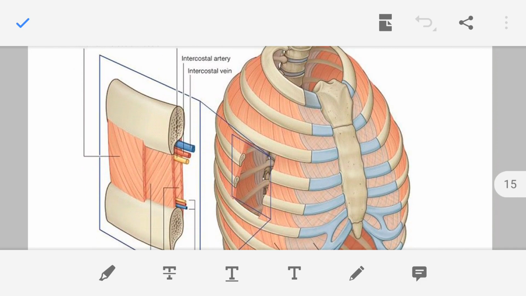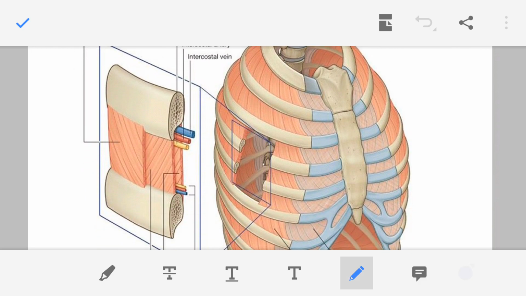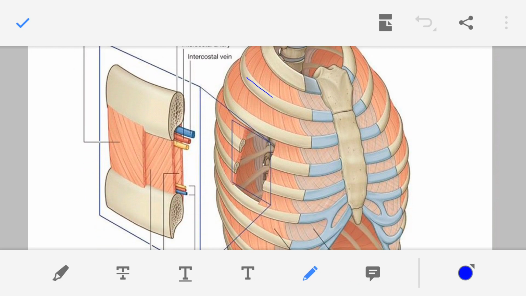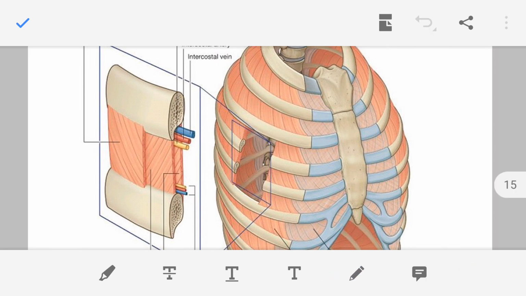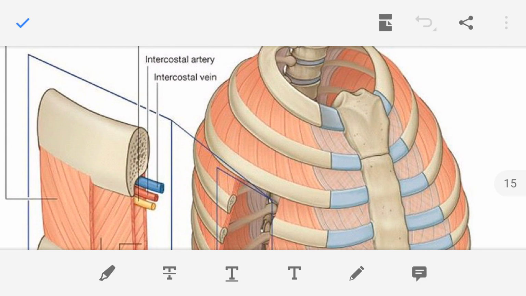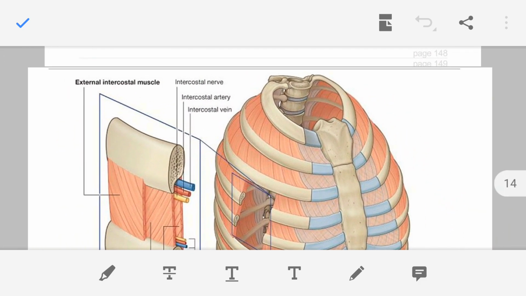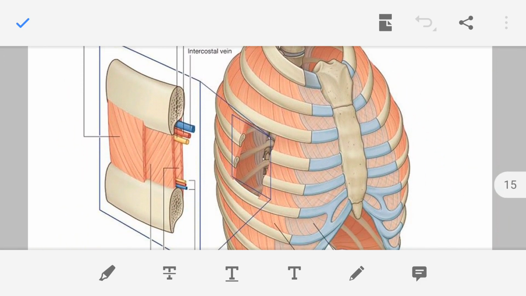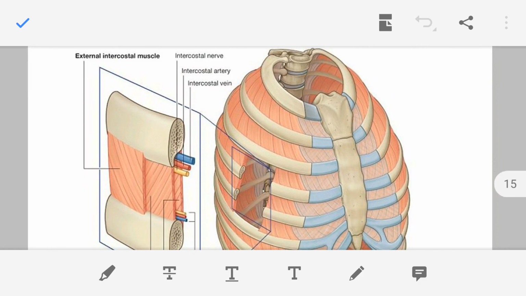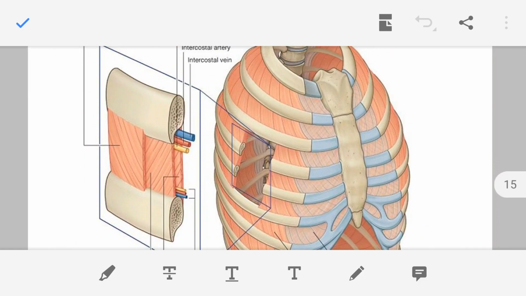For example, this is the rib. Okay, this one is the rib. So this space is the intercostal space. Okay, and as you can see with the orange color, they are showing the intercostal muscle.